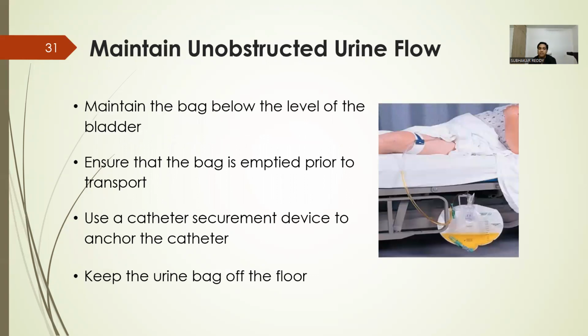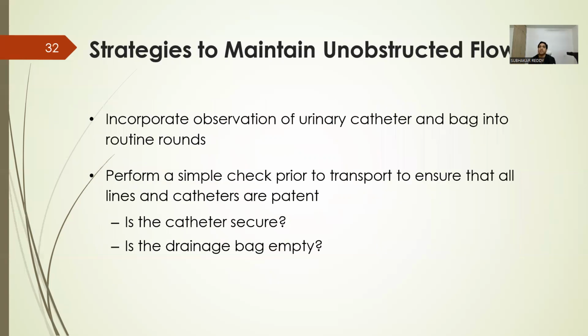Maintain the bag below the level of the bladder, as shown in the picture, to maintain unobstructed urine flow, and ensure that the bag is emptied prior to transport or when it is 2/3 filled. Use a catheter securement device to anchor the catheter. Keep the urine bag off the floor. So these are strategies to maintain unobstructed flow.